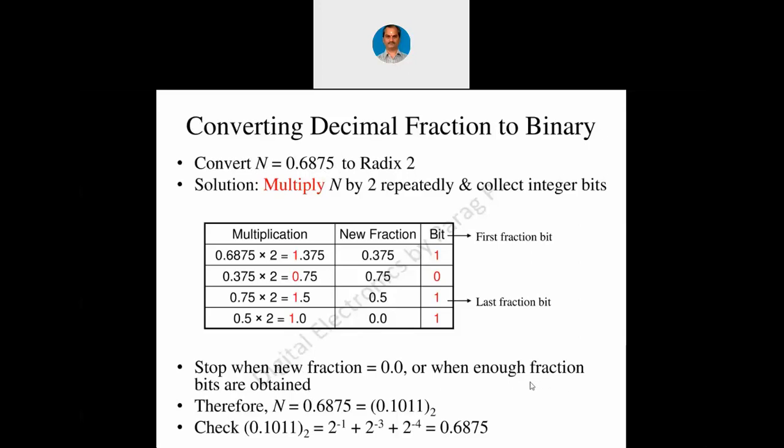Now we have to take a decision how long we have to keep on doing this procedure, because some numbers may not end at all. We may have to decide to stop where we have a near accurate conversion. So in this particular case, n is 0.6875, which is 0.1011 to the base of 2. If you want to check it, you can always check it. It is 2 to the power of minus 1 plus 2 to the power of minus 3 plus 2 to the power of minus 4, which is 0.6875. This is a simple procedure.